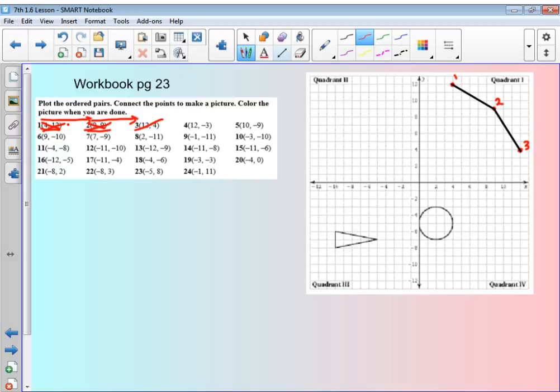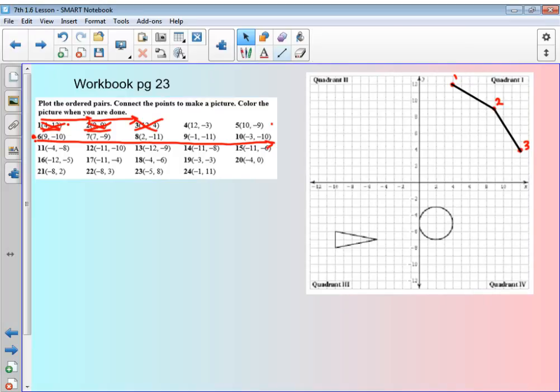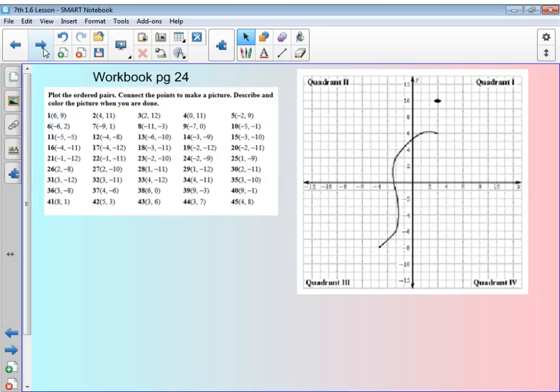So you're going to continue in that manner. And when you get to number 5, then you shift down here and you go to number 6 and work your way across. Okay, you have to do these in order. If you do not do them in order, your lines will not connect correctly and you won't get the picture that you need to see. Okay, so you're going to work through your workbook page 23. I also want you to go through and do 24. It's the same concept. Okay, and once again, you're working horizontally here.